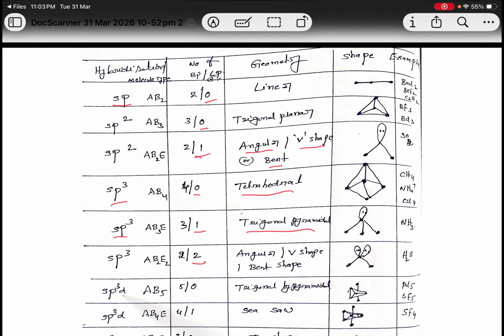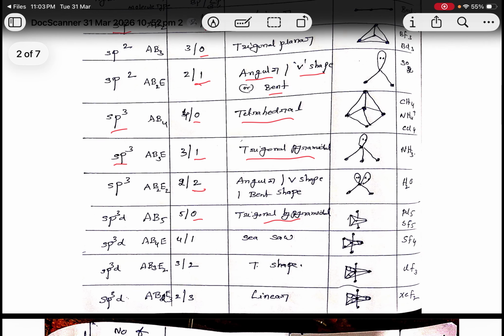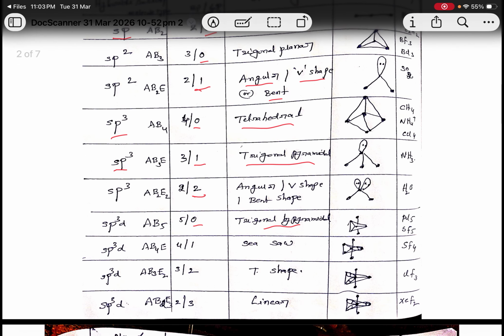If the molecule undergoes sp3d hybridization without lone pairs, the shape of the molecule is trigonal bipyramidal. With one lone pair, the shape is seesaw. With two lone pairs, the shape is T-shape. With three lone pairs, the shape of the molecule is linear.